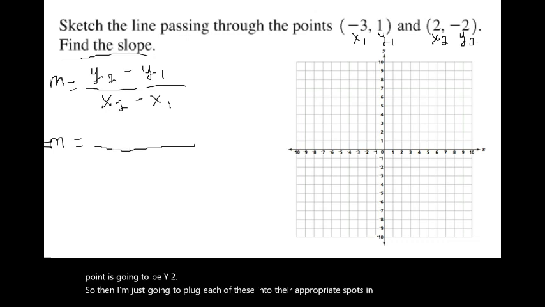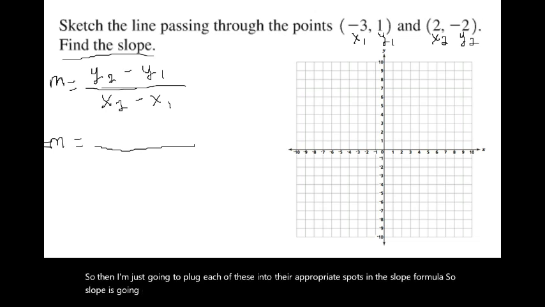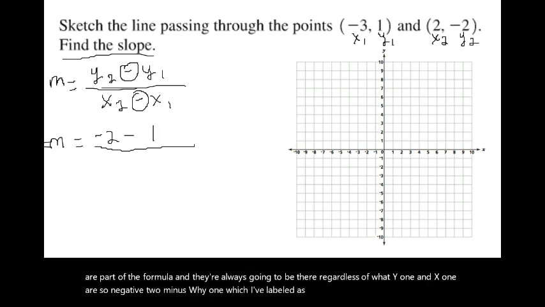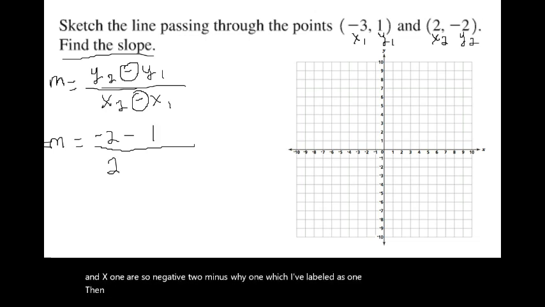So then I'm just going to plug each of these into their appropriate spots in the slope formula. So slope is going to be y2, which is -2. Now keep in mind, these minus signs right here are part of the formula, and they're always going to be there regardless of what y1 and x1 are. So -2 minus y1, which I've labeled as 1. Then divided by x2, which I have labeled as 2. This minus sign is part of the formula. However, x1 is -3, so we do have a double negative. Be very careful of those.